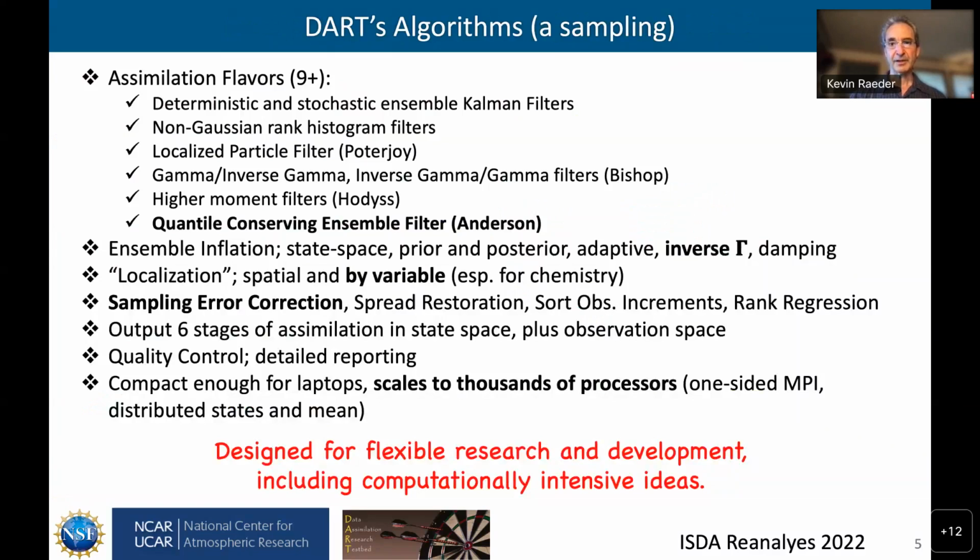And here's a sampling of algorithms available in DART. I've highlighted a few of the items that may be especially interesting, such as the quantile conserving ensemble filter, which Jeff Anderson developed in the last year, the inverse gamma inflation algorithm from Mohamad Gharamti, and the sampling error correction, which helps correct for the ensemble size limits imposed by resource limits. The code scales well from 1 to at least 100,000 processors, as was needed by this reanalysis.